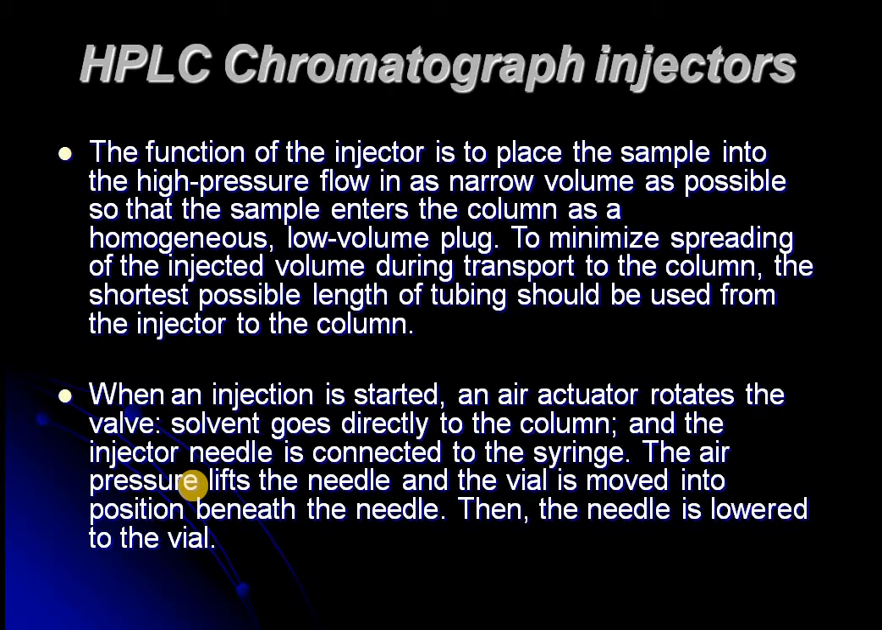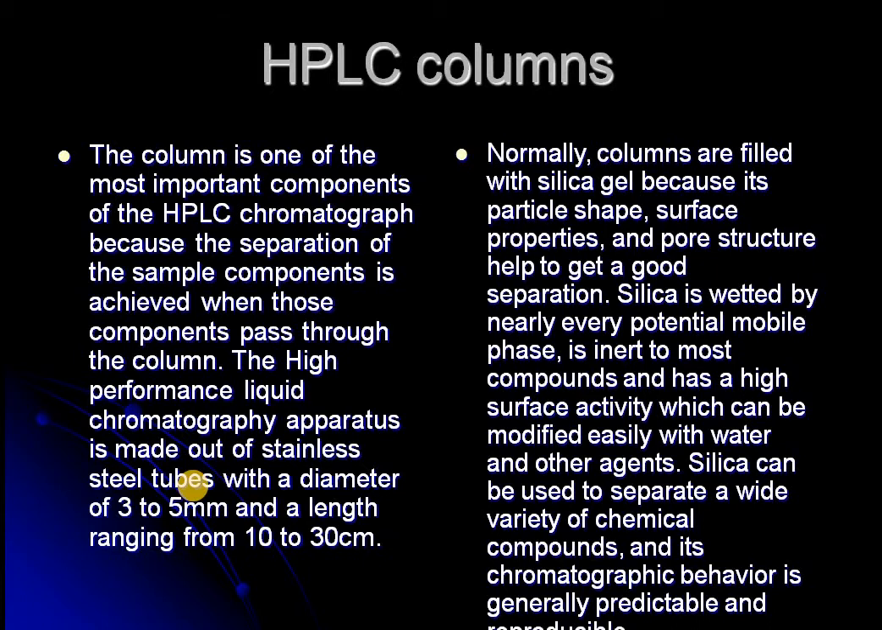When an injection is started, an air actuator rotates the valve, solvent goes directly to the column, and the injector needle is connected to the syringe. The air pressure lifts the needle and the vial is moved into position beneath the needle. Then the needle is lowered to the vial.